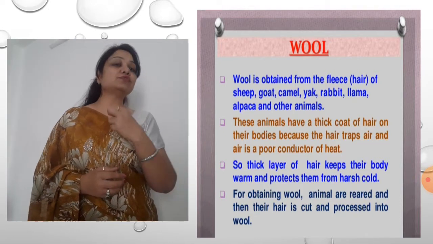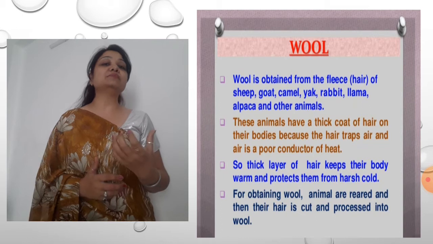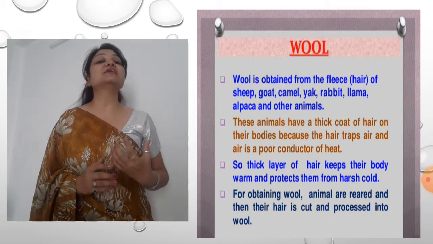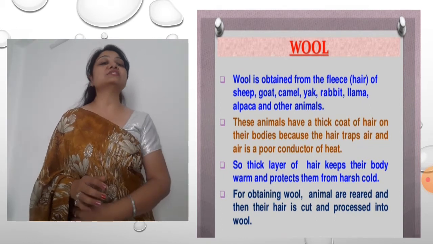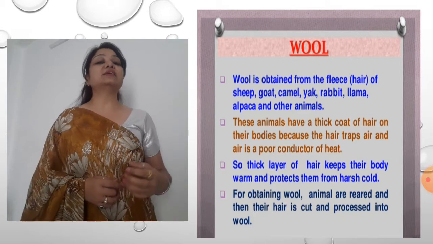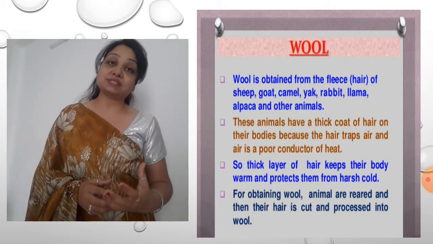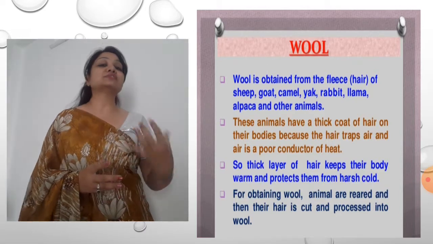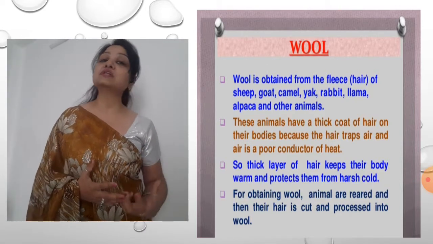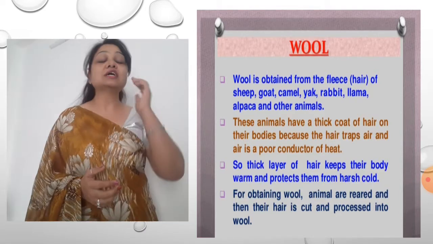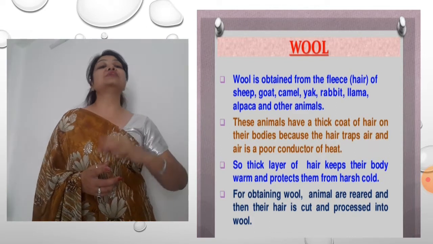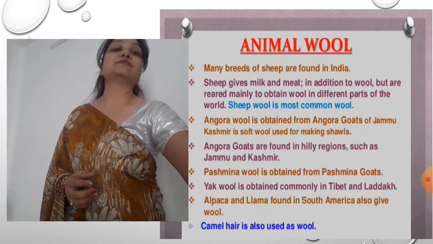Now for obtaining wool, these animals are reared. Reared means we are completely taking care of these animals. So these animals are reared and then their hair is cut and then processed into wool. Like for silk, we do the rearing of silkworm, that is sericulture. So for getting the wool, we do rearing of these animals, right?